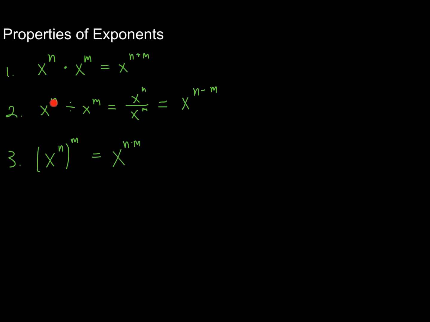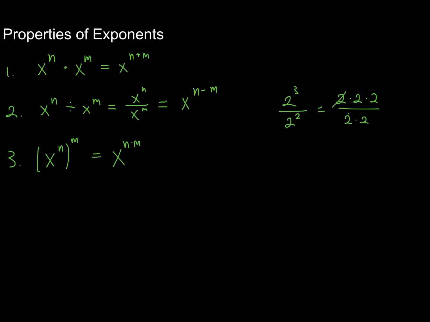Here, if you have x to the n divided by x to the m, in other words, you're taking x to the nth power and dividing by x to the mth power, then you're simply subtracting the two exponents. I'll give you a quick example here. You have 2 to the third over 2 squared. So when you write this all out, you'll have 2 times 2 times 2 over 2 times 2.